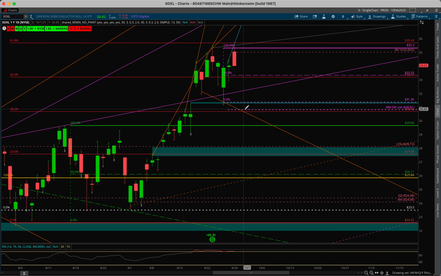Daily broadening formation slightly below that, and the market maker's expected move low. If you're not familiar with that level, make sure you check out our weekend video, and we go a little bit deeper into where we get that level and how we put it on the chart there. But I could easily see us pulling down to this market maker's expected move low level.